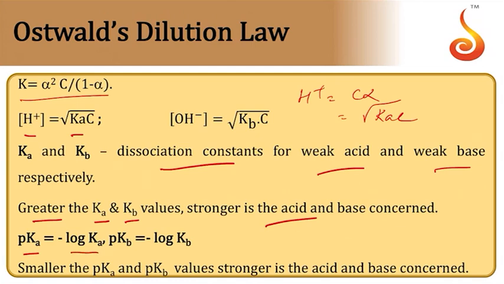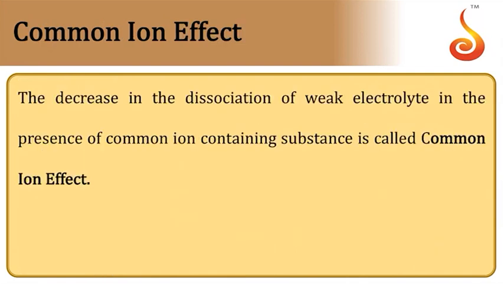And pKa is given by minus log Ka, and pKb is minus log Kb. If the value of pKa and pKb is smaller, the acid strength and base strength will be higher. So the smaller the value of pKa, the stronger the acid. The smaller the value of pKb, the stronger the base. So a higher value of Ka or a smaller value of pKa means a stronger acid. That is regarding Ka, pKa.